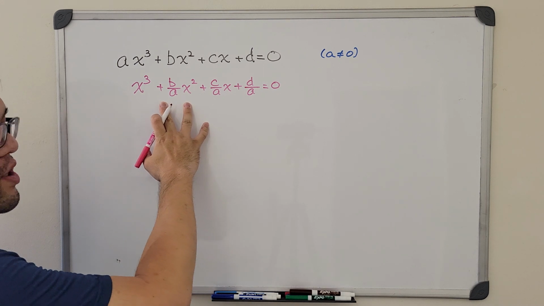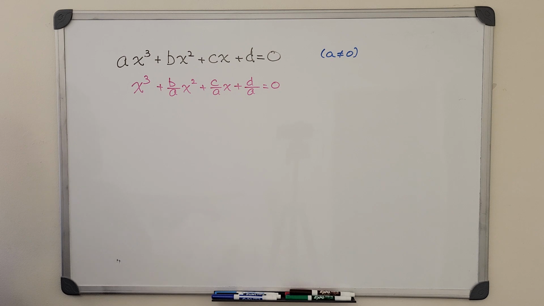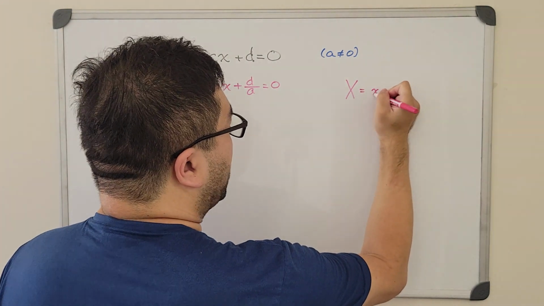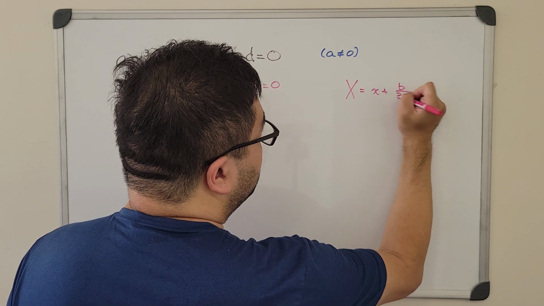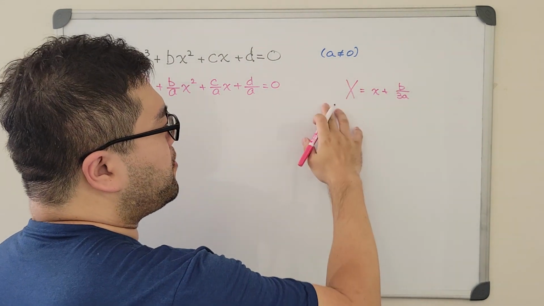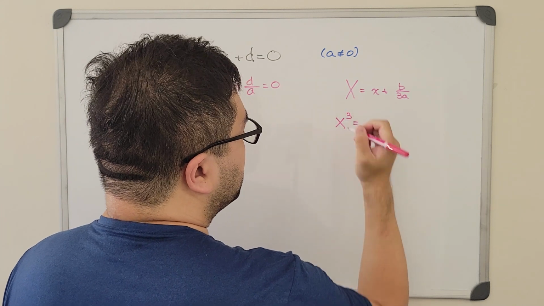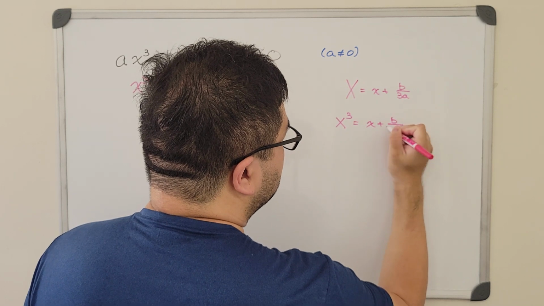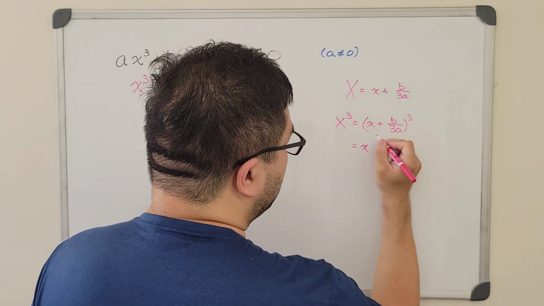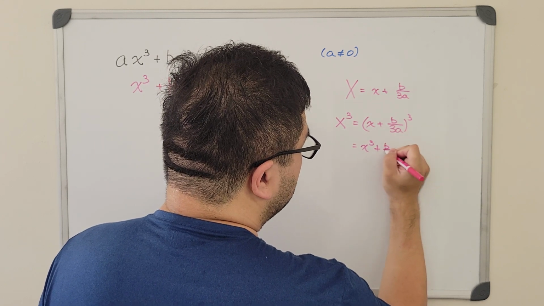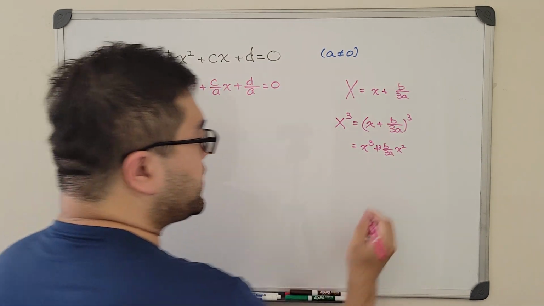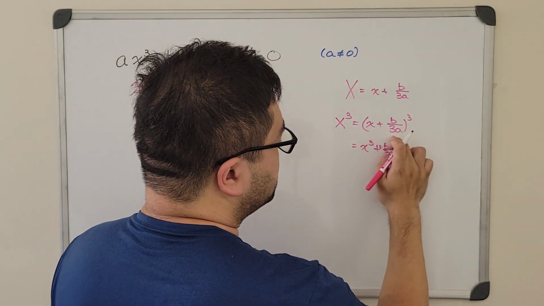Then how do we get rid of the x squared term? We can do a substitution. What we are going to do is let capital X be equal to x plus b over 3a. Again, why? Because if we try to cube both sides, we will get capital X cubed equal to x plus b over 3a, quantity cubed, like this. And then if we expand it, we will get x cubed plus this times x squared times 3, of course. Don't forget the 3. Plus 3 times 1 copy of this and 2 copies of that.